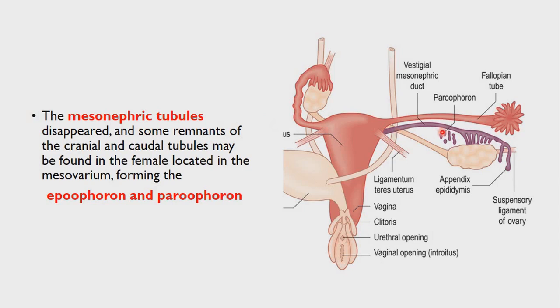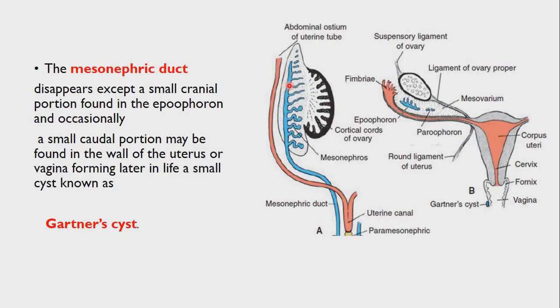The mesonephric tubules will disappear, and there are some remnants of the cranial and caudal tubules of the mesonephros, and these may be found in the female, located in the mesovarium, and they will form the epoophoron and paroophoron. The mesonephric duct will disappear, except a small cranial portion will be found in the epoophoron, and occasionally the small caudal portion may be found in the wall of the uterus or in the wall of the vagina, and it will form later in life a small cyst, and this is called Gartner cyst.